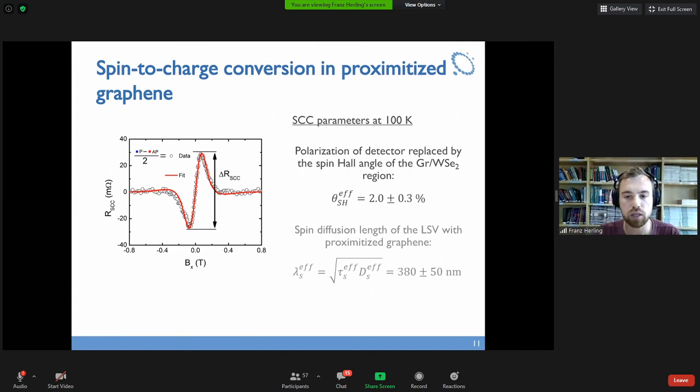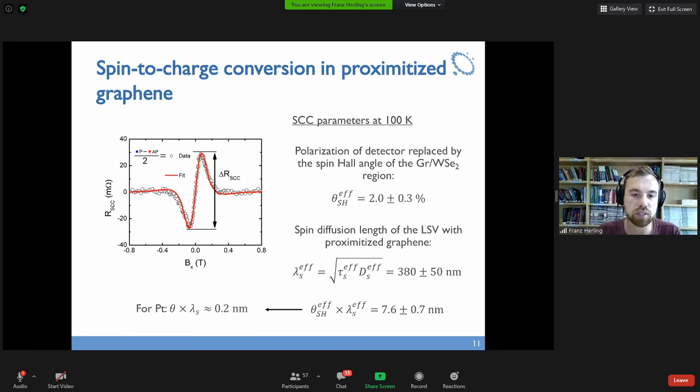But as I said, the interesting thing is that in graphene, the spin diffusion length is quite long. So if we now look at the spin diffusion length of our proximatized graphene, we see that this is rather large with 380 nanometers. And if we now take the product of theta times lambda, we see that we reach 7.6 nanometers. So this is the reason we can measure such large output signals in this TMD graphene heterostructure. For example, if we compare this to values we have seen in this session already in metallic systems, platinum is always a good benchmark, where this length is actually 0.2 nanometers.